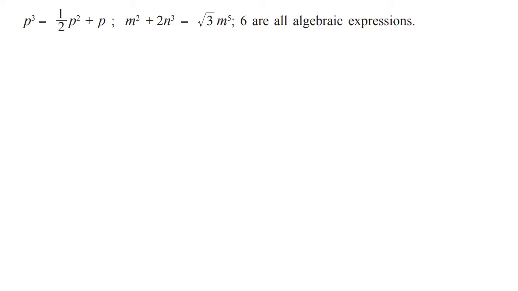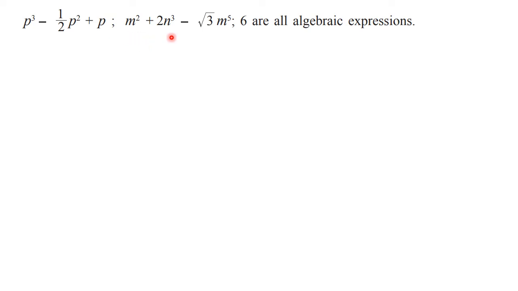Now here you can see some algebraic expressions. p cube minus 1 upon 2 p square plus p. This is one algebraic expression. You have studied that an algebraic expression is a combination of terms. See, this is one term, this is one more term, this is one more term. So this expression has three terms and they are separated by plus and minus sign.